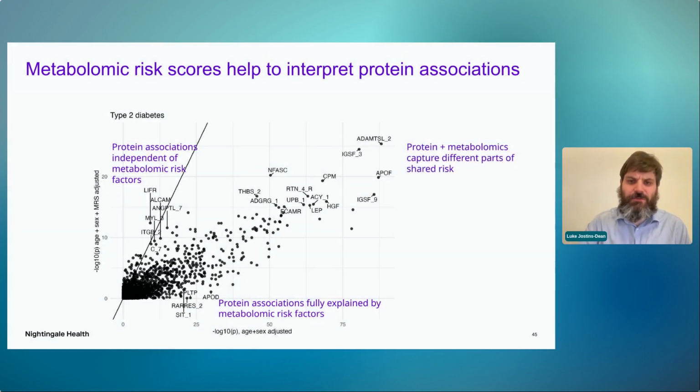And then finally, there are those that are intermediate, where they're associated with both metabolomics and proteomics, and both give independent measures of risk. So we're measuring the same risk factors with a slightly different way of looking at it. All right.